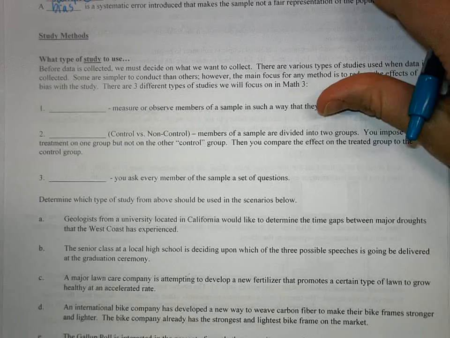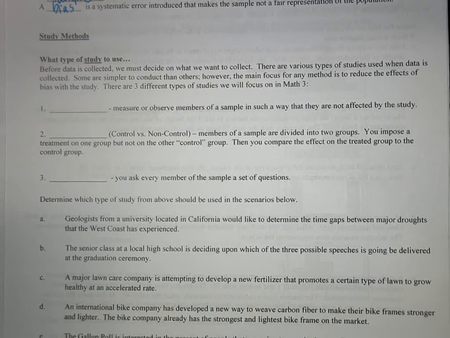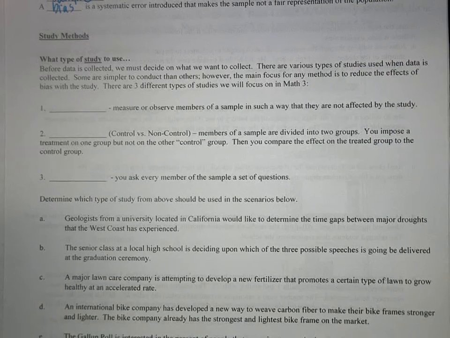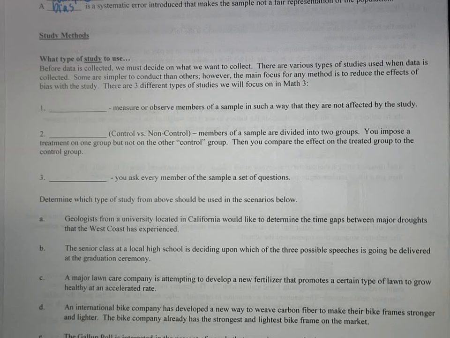Here we go. Before data is collected, we must decide on what we want to collect. There are various types of studies used when data is collected. Some are simpler to conduct than others. However, the main focus for any method is to reduce the effects of bias with the study. There are three different types of studies we will focus on in Math 3.